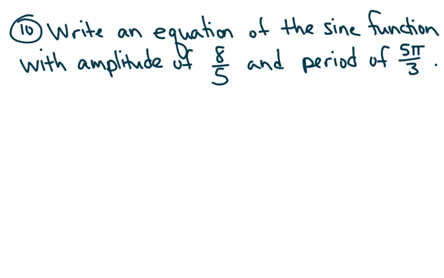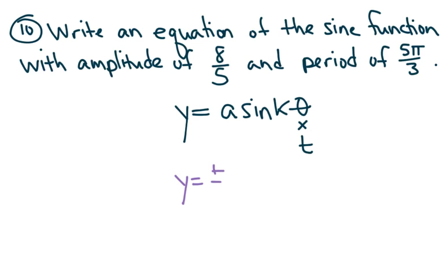Number 10. Write an equation of the sine function with an amplitude of 8/5 and a period of 5 pi over 3. So, the general equation for sine is a sine k theta, although sometimes we use x and sometimes we use t. I will accept any of those three input variables. Since we don't know what the graph looks like, we're going to start off the amplitude by saying plus or minus 8/5. We have to use plus or minus unless we know what the graph looks like.